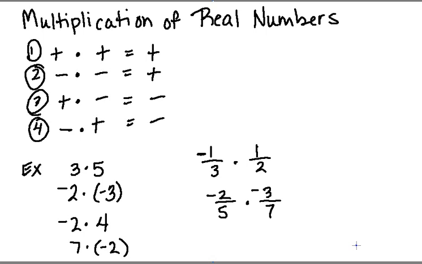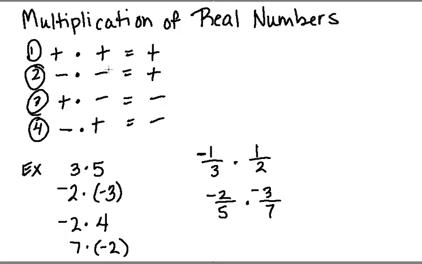Hi, this video will talk about multiplication of real numbers. Again, when we talk about real numbers, we're talking about numbers that can take on any value in both positive and negative numbers. Rule number one is if we have a positive times a positive, it yields a positive. The answer will be positive.